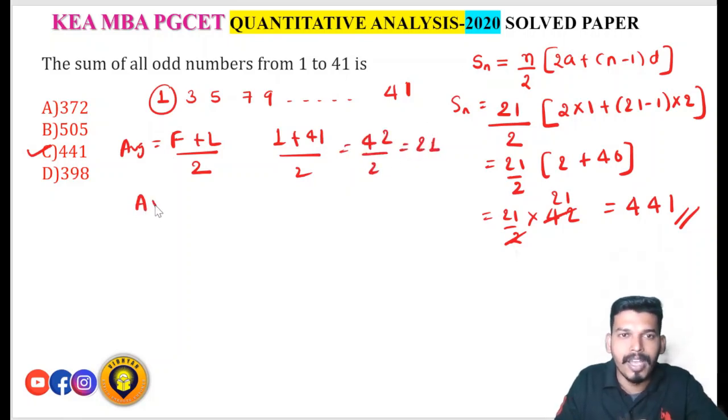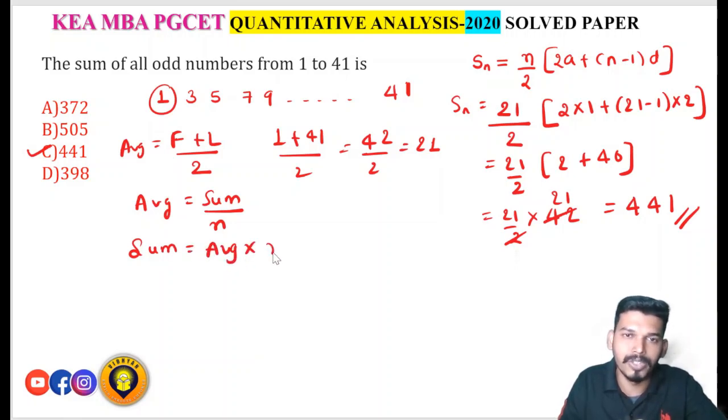This is the average. What is average in the formula? Sum over total numbers. So what we need is the sum. Sum is average into total numbers. The average is 21. For total numbers, again, I have told you how to find the n value. Total number is 21. So 21 into 21, it is 441.